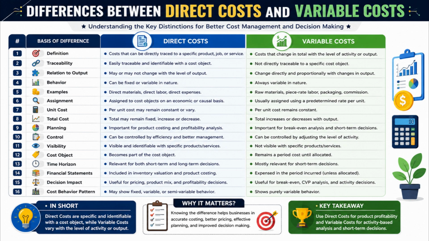Number 6. Direct costs are used for cost allocation purposes, whereas variable costs are used for analyzing production behavior. Number 7. Direct costs help determine the exact cost of a product, whereas variable costs help calculate total operating expenses.